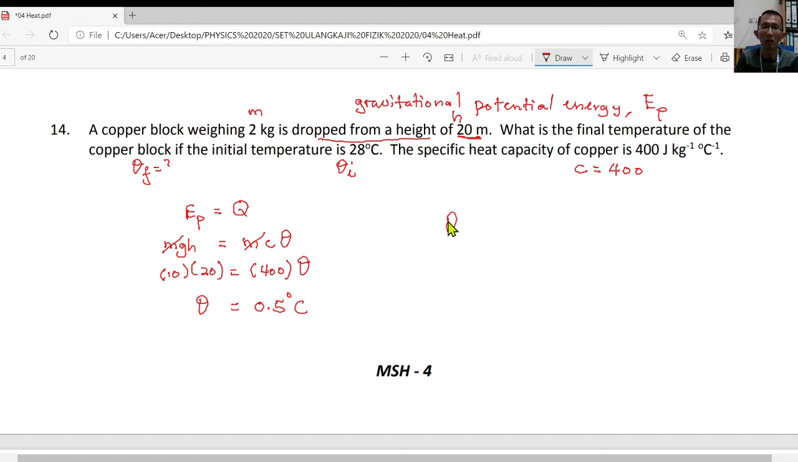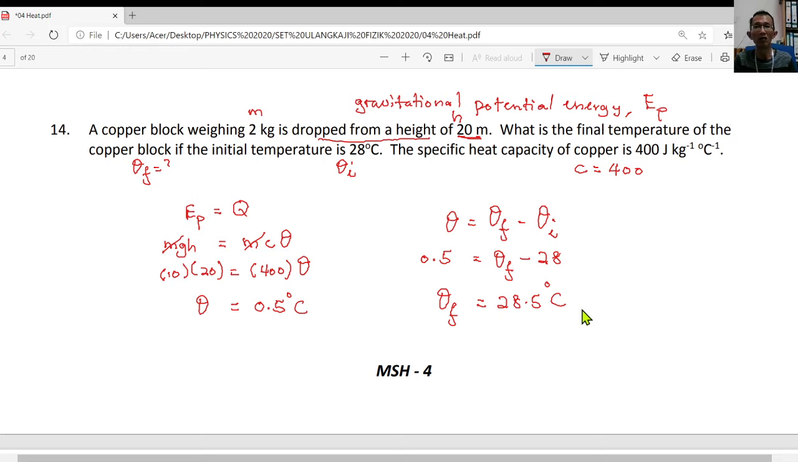But remember that our theta is equal to final temperature minus initial temperature. So the difference in these two temperatures is 0.5, and the final temperature is what we want to find out. Initial temperature is 28 degrees Celsius. So solve for final temperature. You should be able to get 28.5 degrees Celsius. So that is the final temperature.